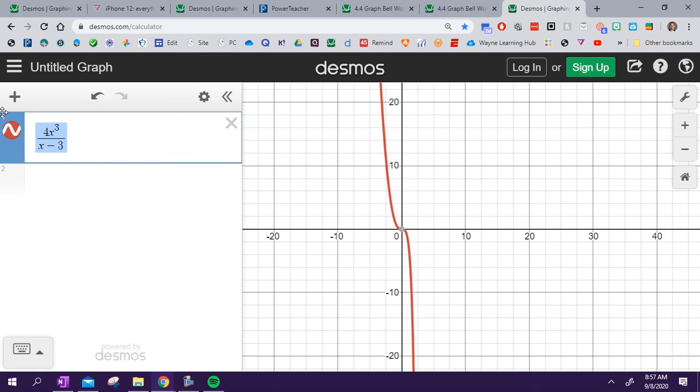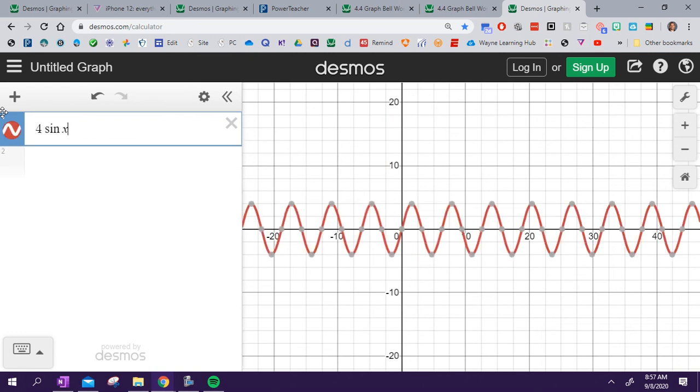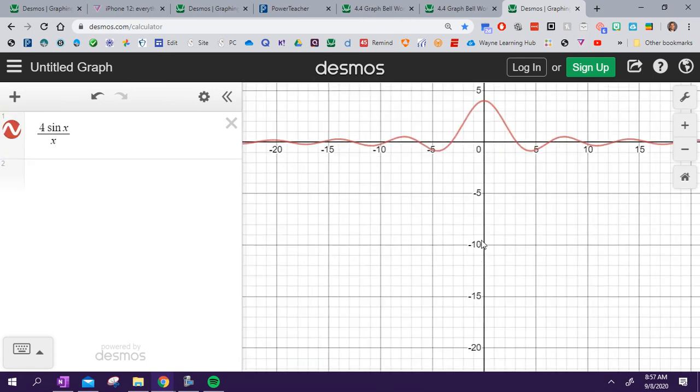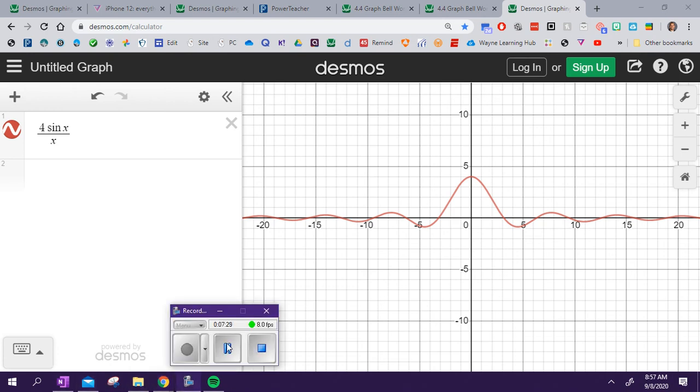Let's do this one. Let's go sine. Let's go 4 sine x divided by x. What about this graph? Does it have a horizontal asymptote? Talk with your neighbor. What do you think? Horizontal asymptotes are what do you get as you get further and further to the left and to the right? Talk with your neighbor. Do you think that thing has a horizontal asymptote? All right, so we'll come back to this problem.